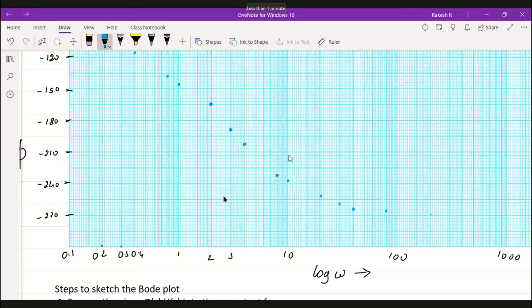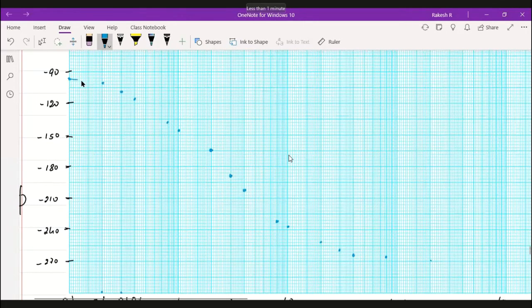Now we need to join all the points like this. Join them with a freehand line like this.